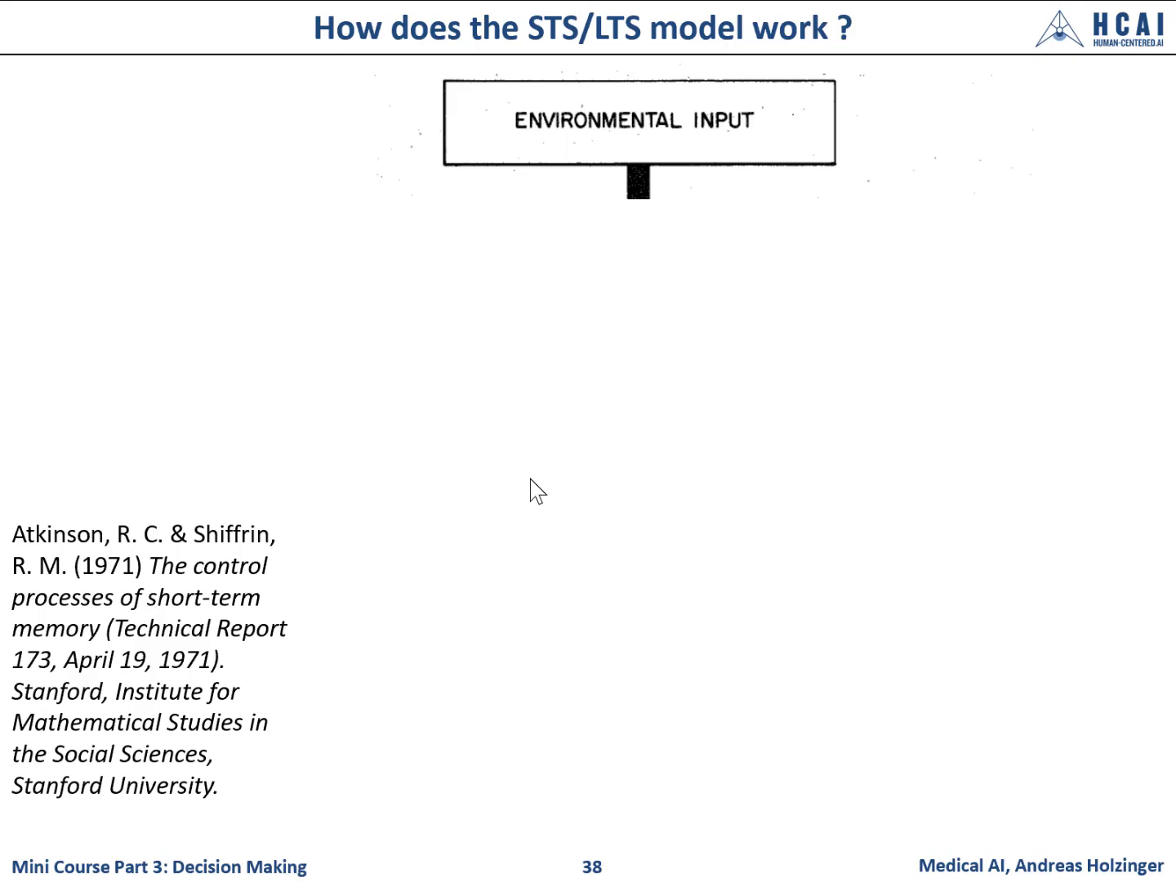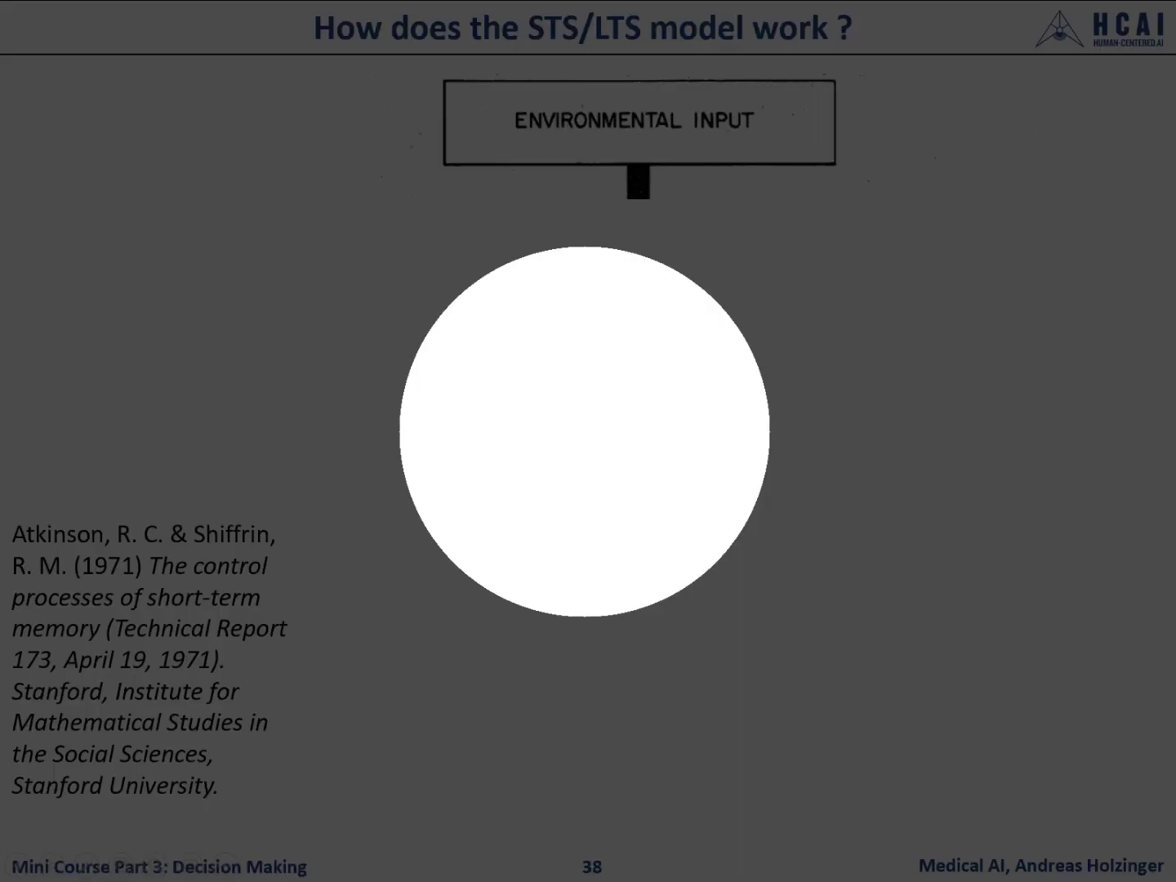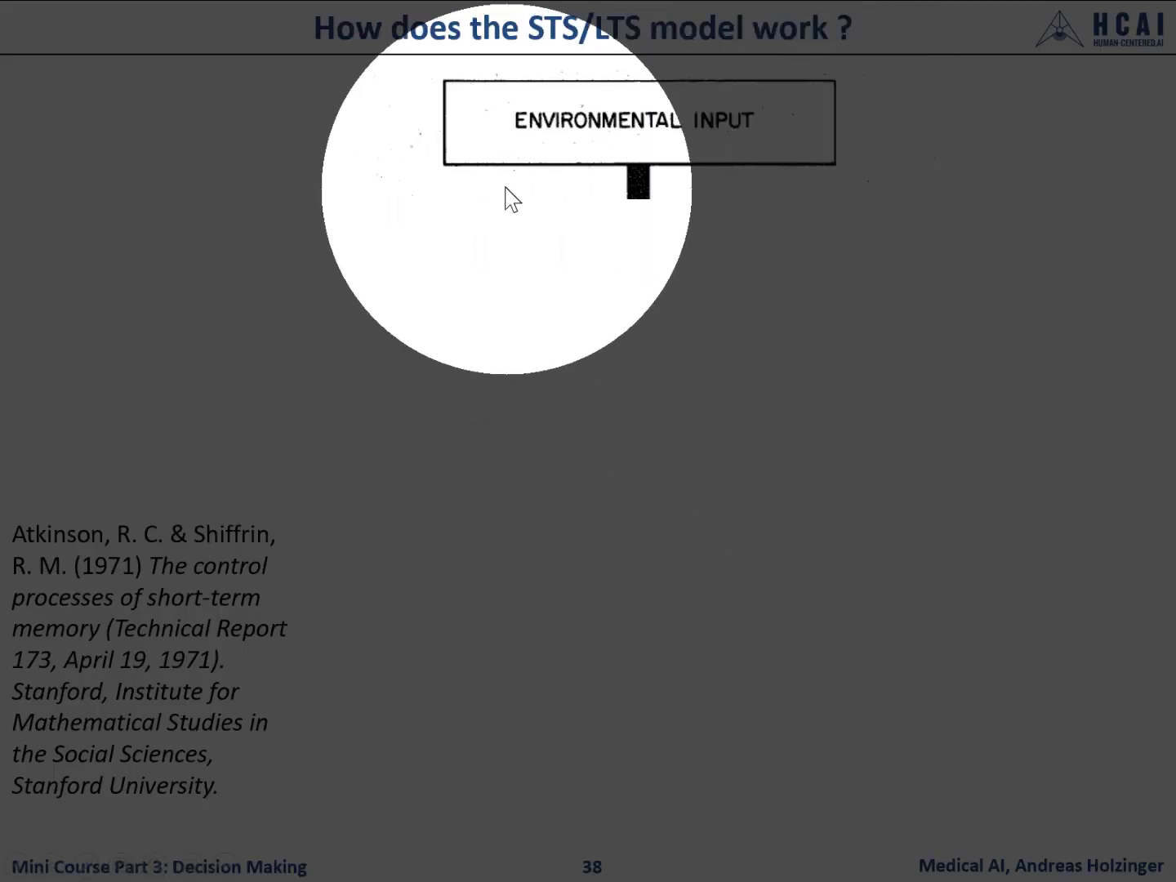And yeah, I have really here to mention that we have dozens of different models available in the scientific community, and here this is just one single one, maybe the most prominent one, but this is the famous 3-storage memory system developed by Atkinson and Shiffrin in 1971. So let us look closer at this model. So you have this environmental input from the outside world. So these are the stimuli from outside.